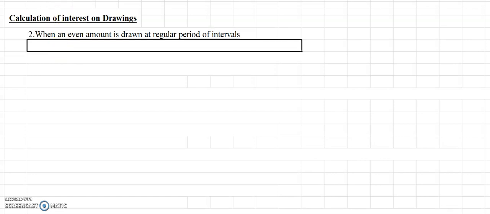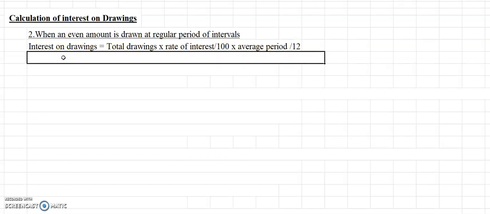Before discussing the first method, let us see what is the equation for calculating the interest on drawings. Here interest on drawings will be calculated with the equation total drawings into rate of interest divided by 100 into average period divided by 12. So total drawings into rate of interest by 100 we know. Now here the special thing is average period. Average period means the average period where the amount is there with the partner or the person.